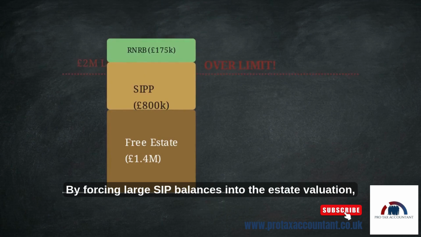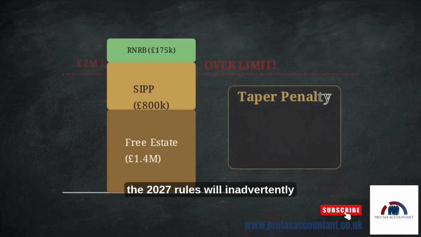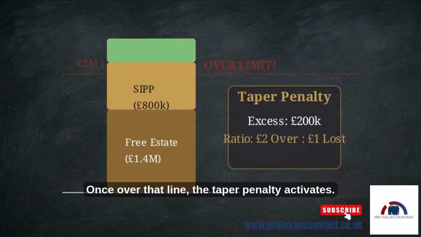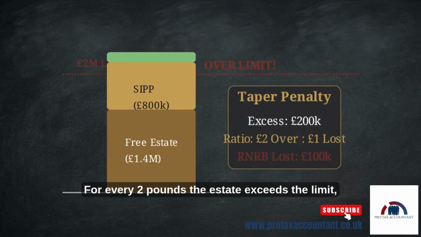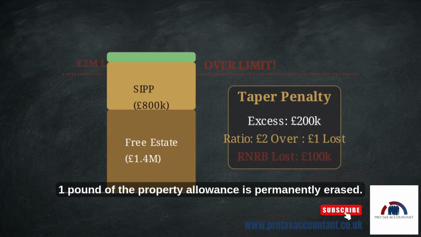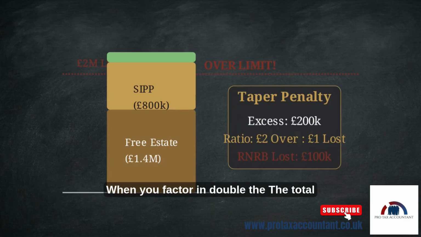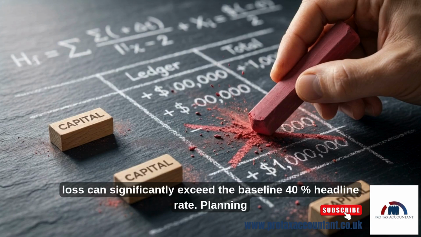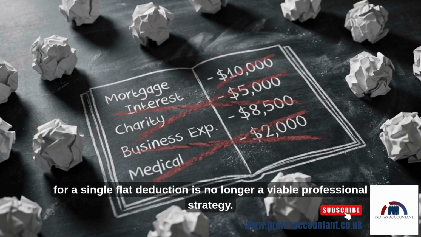By forcing large SIPP balances into the estate valuation, the 2027 rules will inadvertently push thousands of directors over that £2 million threshold. Once over that line, the taper penalty activates. For every £2 the estate exceeds the limit, £1 of the property allowance is permanently erased. When you factor in double taxation and the erosion of the property allowance, the total loss can significantly exceed the baseline 40% headline rate. Planning for a single flat deduction is no longer a viable professional strategy.